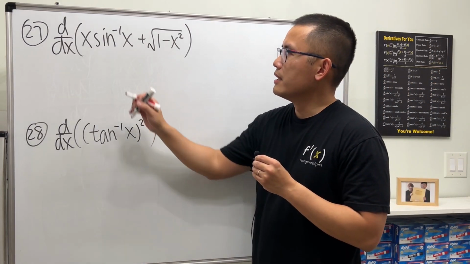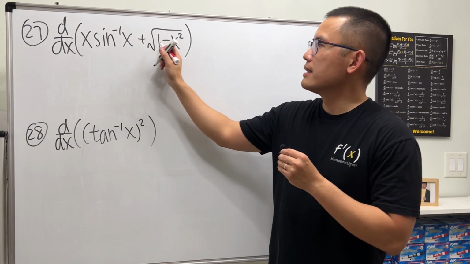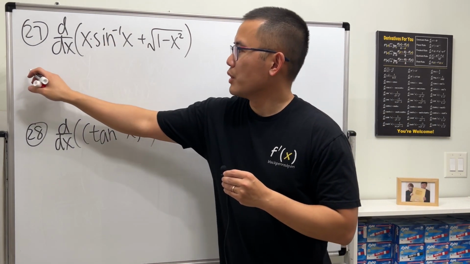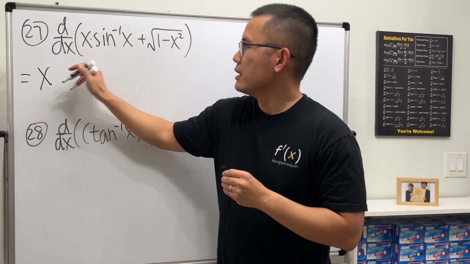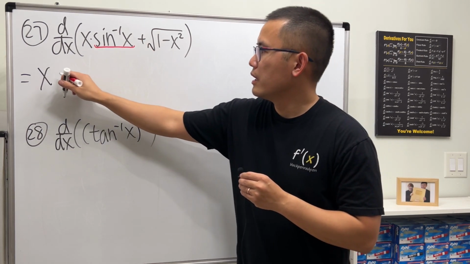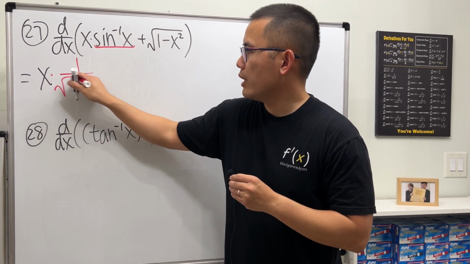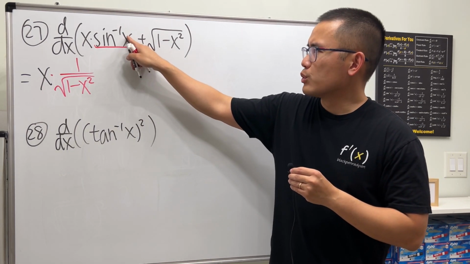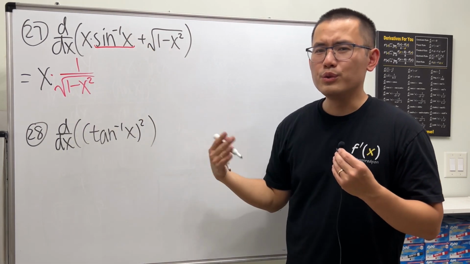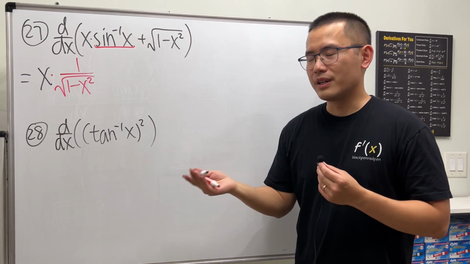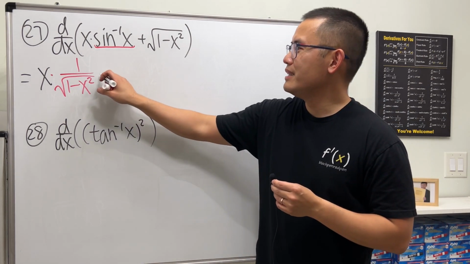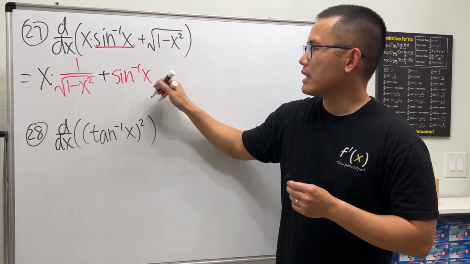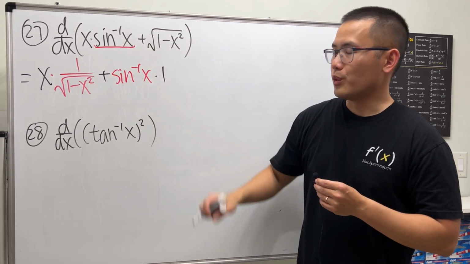Number 27, x times inverse sine x plus square root of 1 minus x squared. Here, we will need a product rule. So keep the first function times the derivative of the second. That will give us 1 over square root of 1 minus x squared. And if you look at the inside, the derivative of x is just 1, so if you use the chain rule, it's multiplied by 1. If you forget the chain rule, it's fine. And then we continue. We add the second function times the derivative of the first, which is going to be 1.